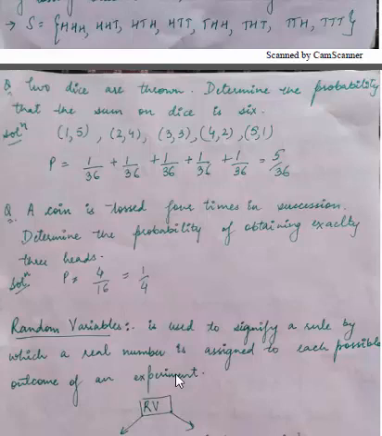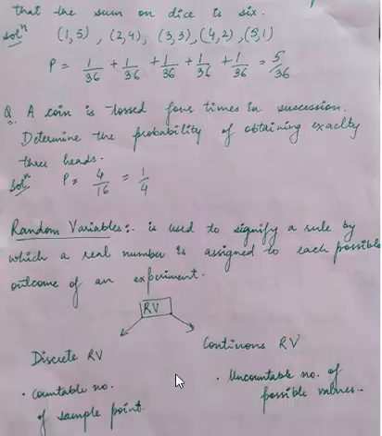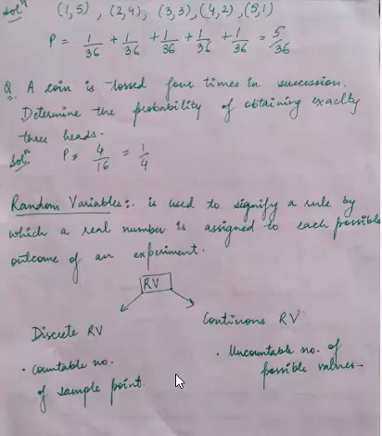Now next is random variables. A random variable is a variable whose possible values are numerical outcomes of a random experiment. We can also define it as a rule by which a real number is assigned to each possible outcome of an experiment. Now there are 2 types of random variables. The first one is the discrete random variable, and the second one is the continuous random variable.